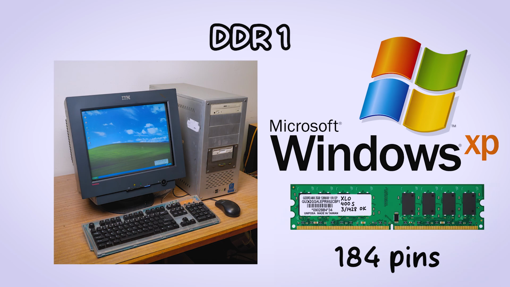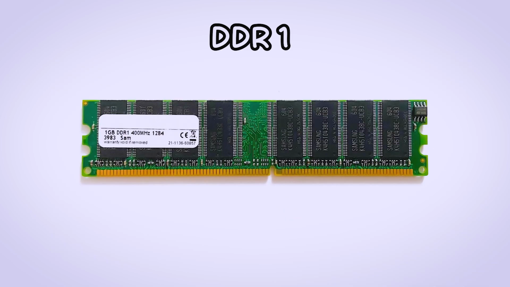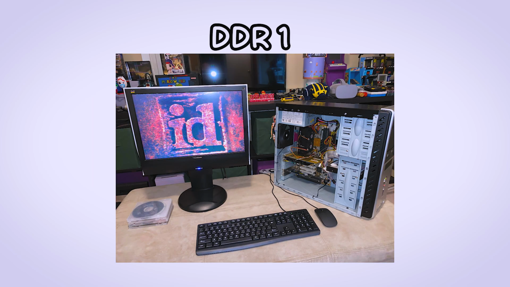However, DDR1 had limitations. The maximum bandwidth topped out around 3.2 gigabytes per second, which quickly became a bottleneck as software grew more demanding. Still, for its time, DDR1 was revolutionary and paved the way for everything that came after.